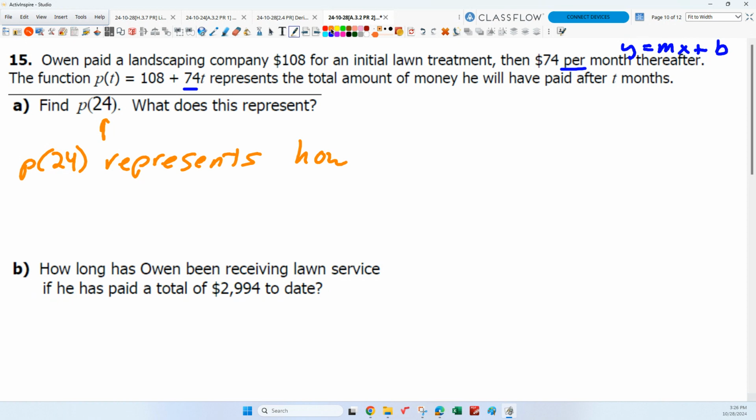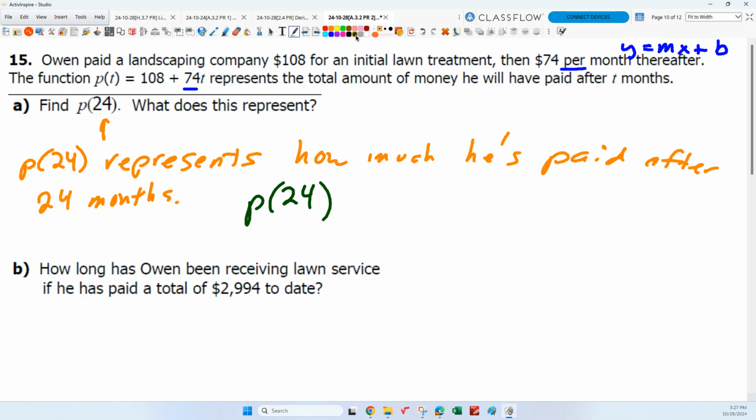We input 24 and we calculate P of 24, which represents how much he's paid after 24 months. Okay, make sense? Whatever the function is calculating, that's the output. And to find that, just like everybody said, we would just plug in 24. We're just going to get some big number.